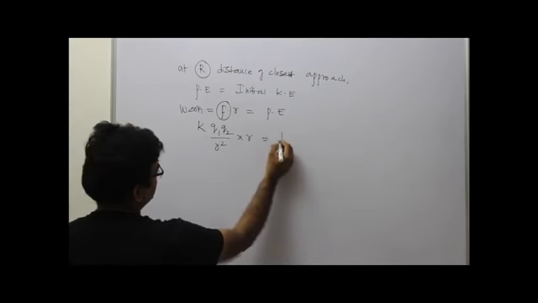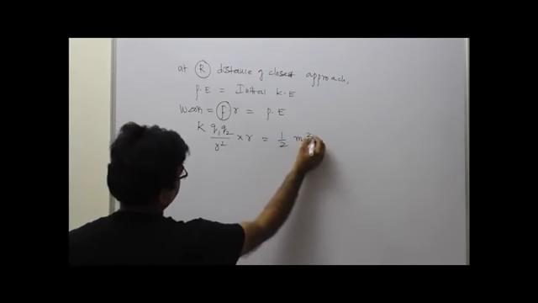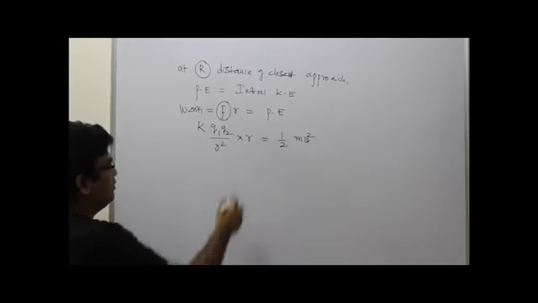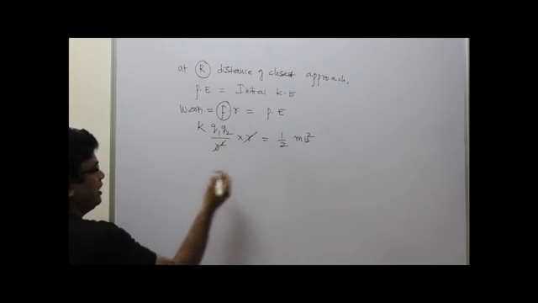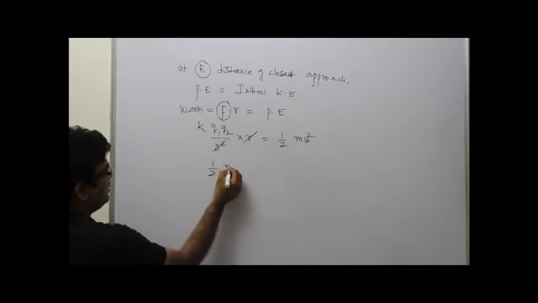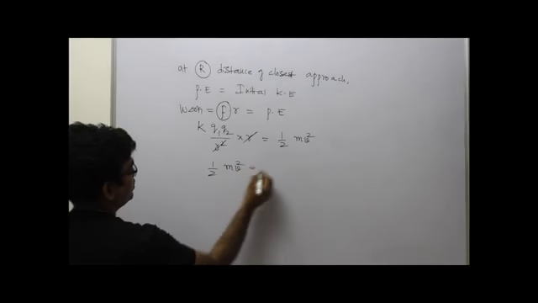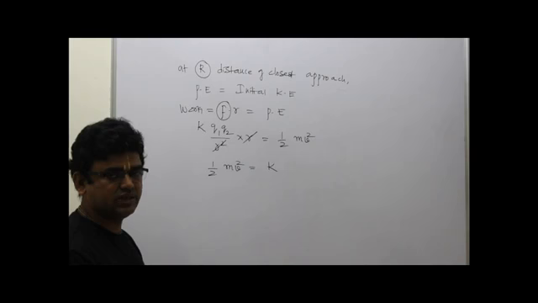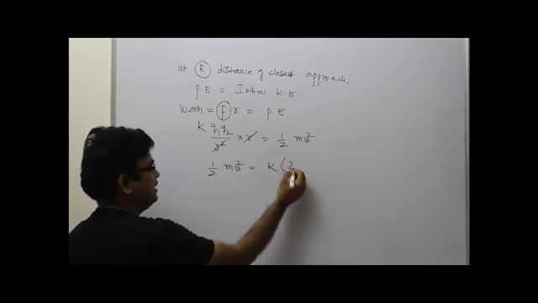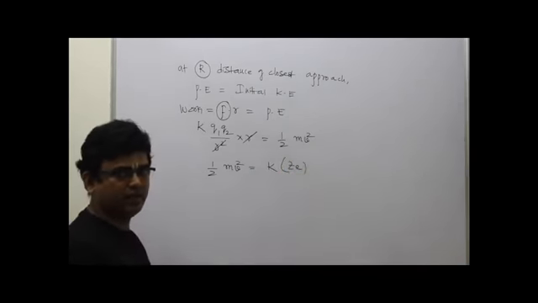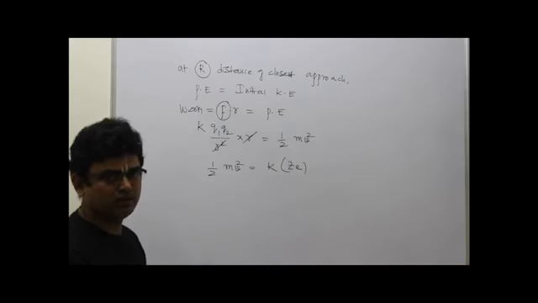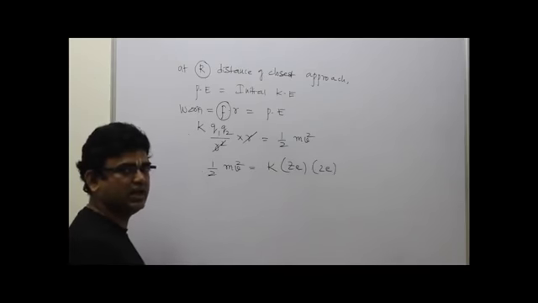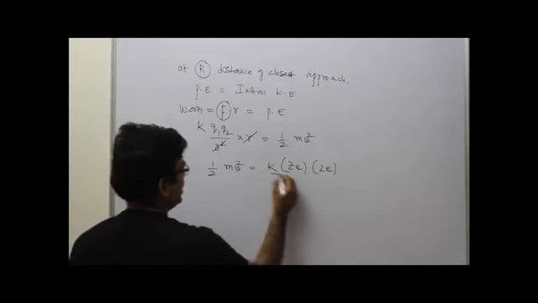This will give you the initial kinetic energy for the alpha particle, that is half mv square. When one R gets cancelled, we are left with half mv square is equal to K times Q1, where Q1 is the charge on the nucleus, which is Ze, where Z is the atomic number or the number of protons in the nucleus, into 2e, the charge on the alpha particle, by R.